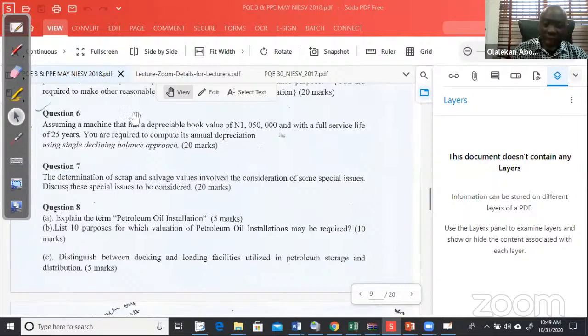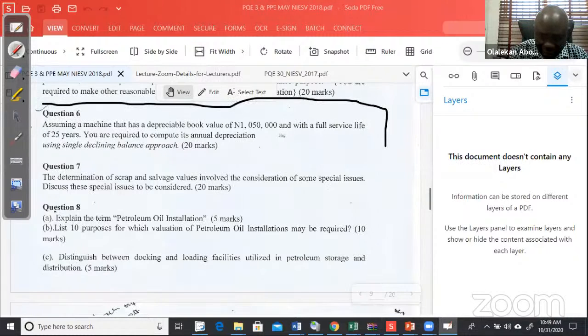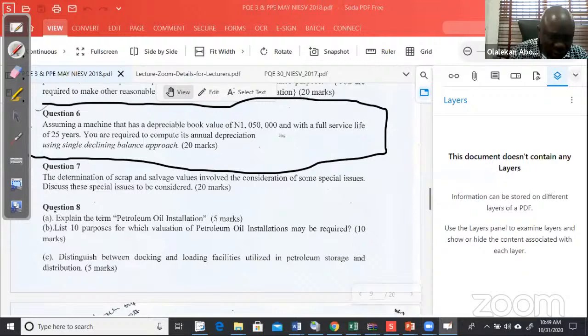Okay, good. In fact, it's the one that is showing to us. Noble colleagues, look at this question. This question requires you to do what? To calculate using the single reducing balance method. You are required to compute its annual depreciation using the single declining balance approach. But you are not given what? You are not given scrap value.